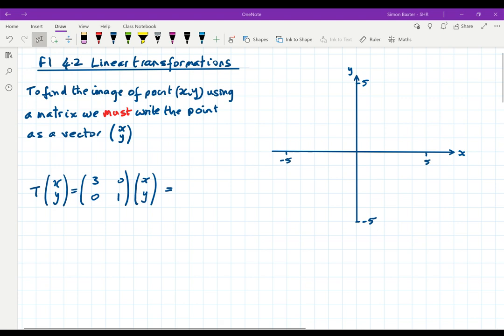So we get 3, 0 times (x, y), which is 3x plus 0y. 0, 1 times (x, y) is 0 times x plus 1 times y. So any point (x, y) becomes the point (3x, y). Let's suppose we take the point A, (1, 2). This will become the point A dashed. We multiply the x-coordinate by 3, the y-coordinate stays the same, and so A starts at the point (1, 2), and is mapped onto the point (3, 2).